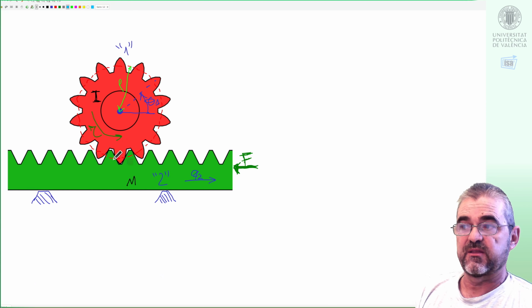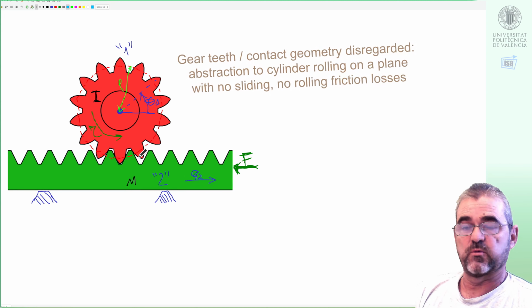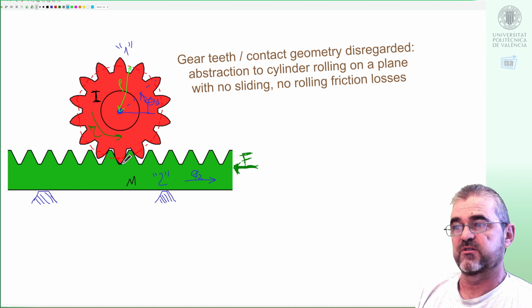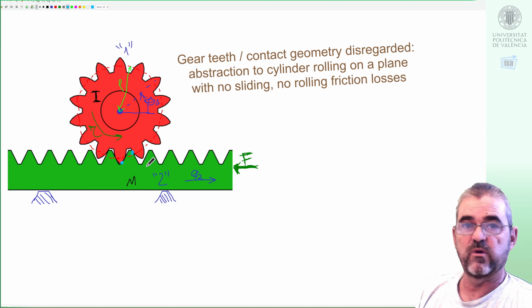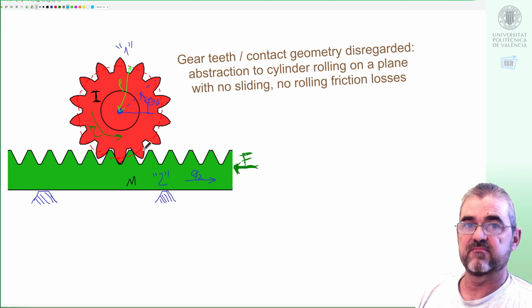Also, this shape of the teeth is this way because contact may happen at different places as this pinion rotates, but we will disregard those nuances in our model and just consider that contact takes place at a fixed distance rho from the center of rotation. So when contact is here or wherever, we will just forget about that and assume that this is a cylinder touching a plane.